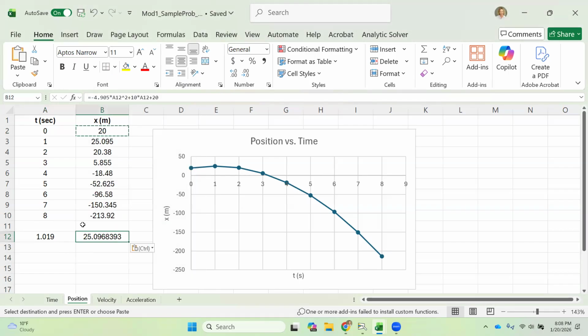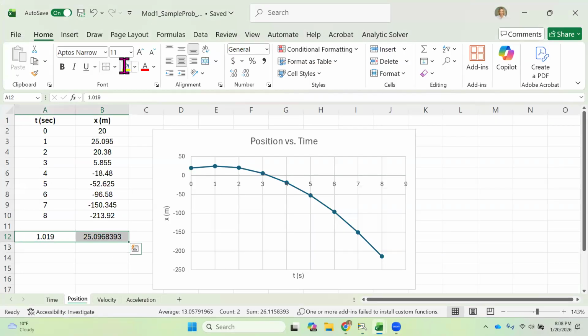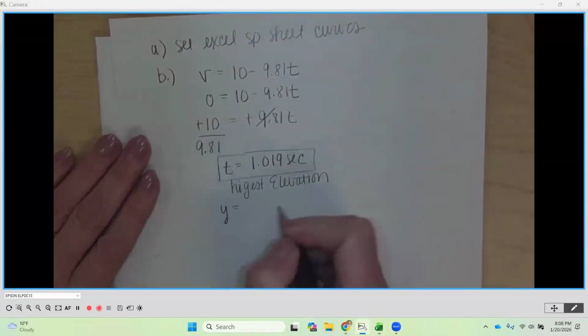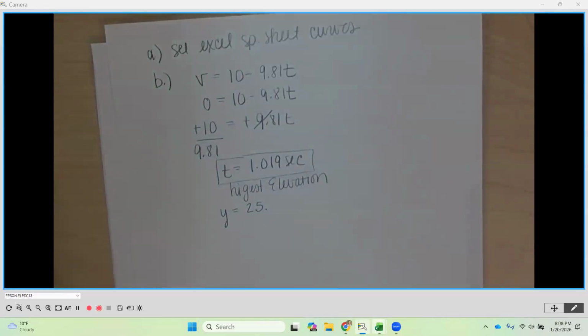Now double check that it's using the time in cell A12, and it is. By copying it down, it increments those values. So my value comes out to be 25.096, and so on. I go back over here and highlight that, because you could do a screenshot here if you wanted to. Or you can go over here and just say y is equal to 25 point, what's the number?